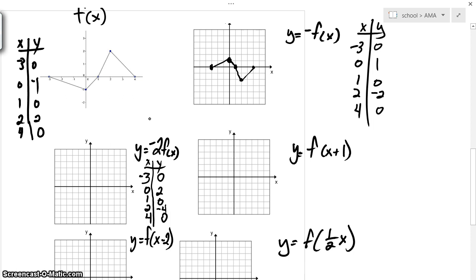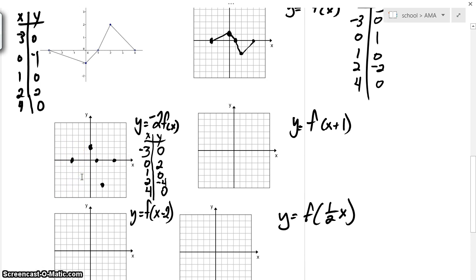But you can see very quickly that we'd have 0, 2, 0, negative 4, and 0 now, multiplying negative 2 to that original table. Let's see, negative 3, 0 is right over here. 0, comma 2 would be lifted up over here. 1, 0 is this way. 2 to the right, down 4 is going to look just like so. And 4, 0 is going to be just over here.